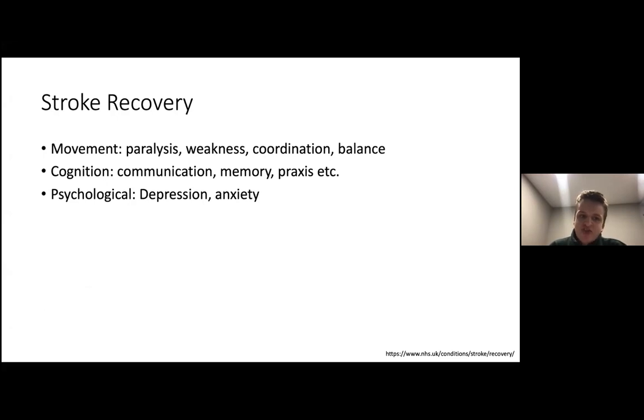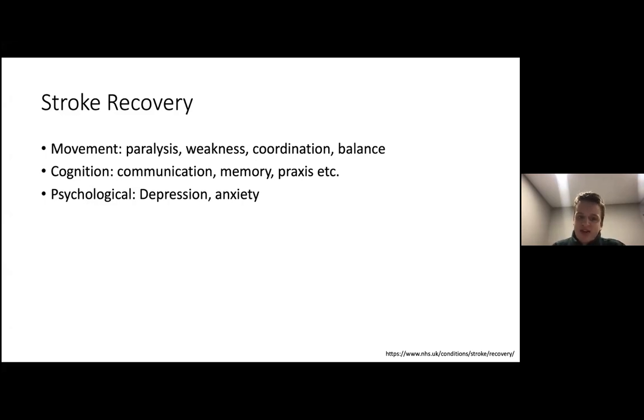So a little bit about stroke recovery. The 3 domains that the NHS defines stroke recovery by are movement problems, cognition problems, and psychological. Movement, we all know what that means. Can't move one side of the body, or weak, not able to walk properly, complete activities of daily living, problems with balance.